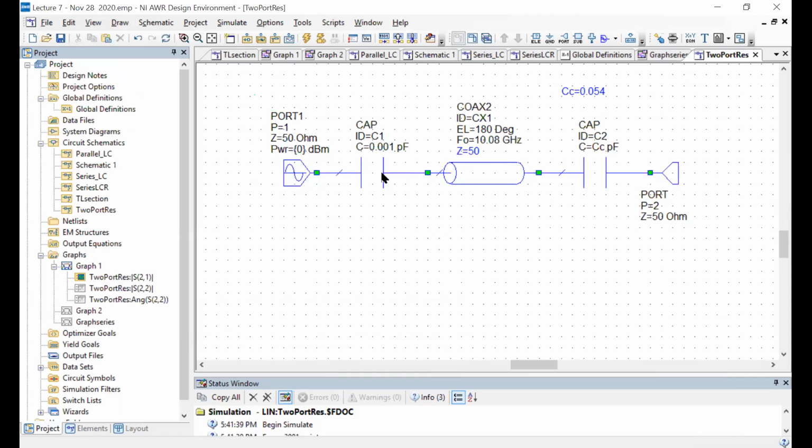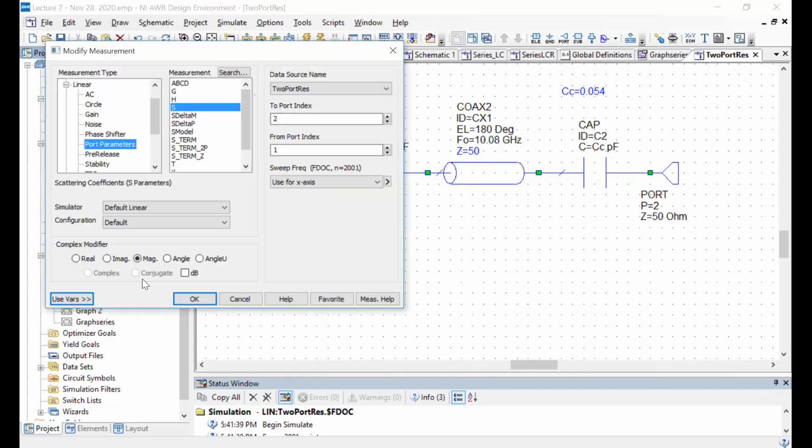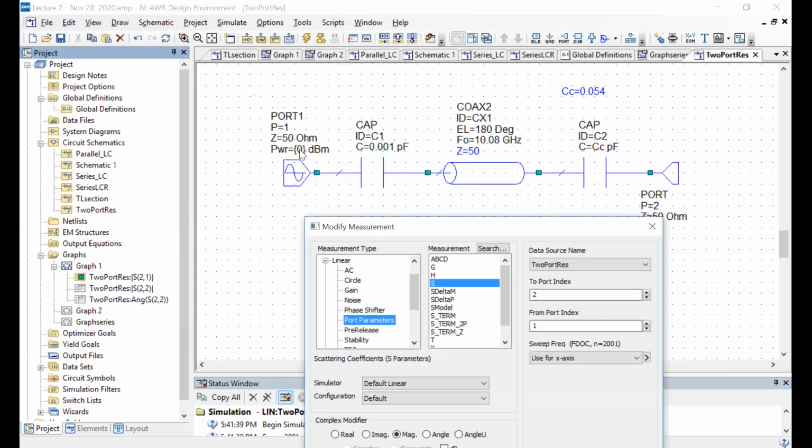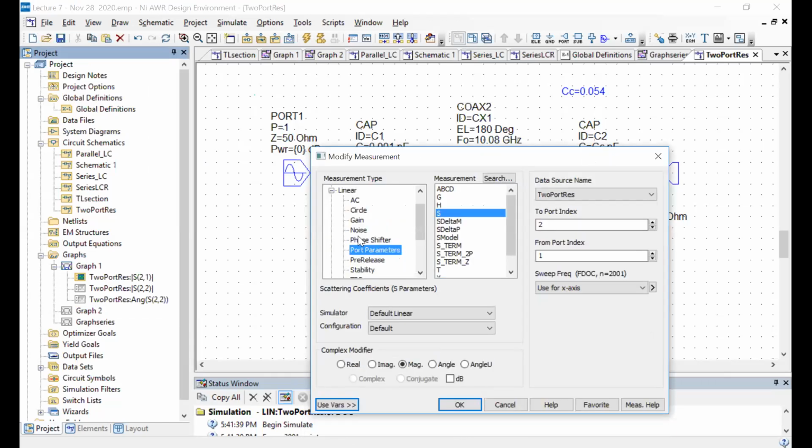Now, if the rest of your circuit is still linear, what do I mean by linear? Capacitor is a linear element. This transmission line is a linear element. This capacitor is a linear element. Then having this value has absolutely no effect on the calculations. Second, there are special types of measurements which exploit the actual value of the power here. This linear port parameter, everything which is under linear, is completely ignoring this value.